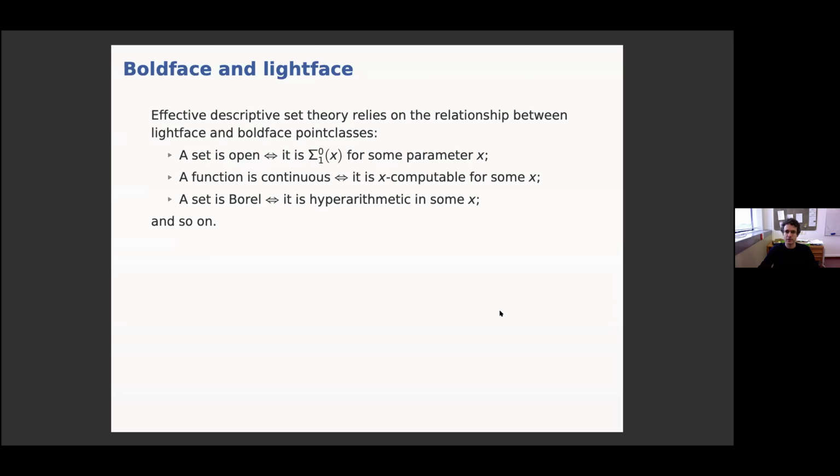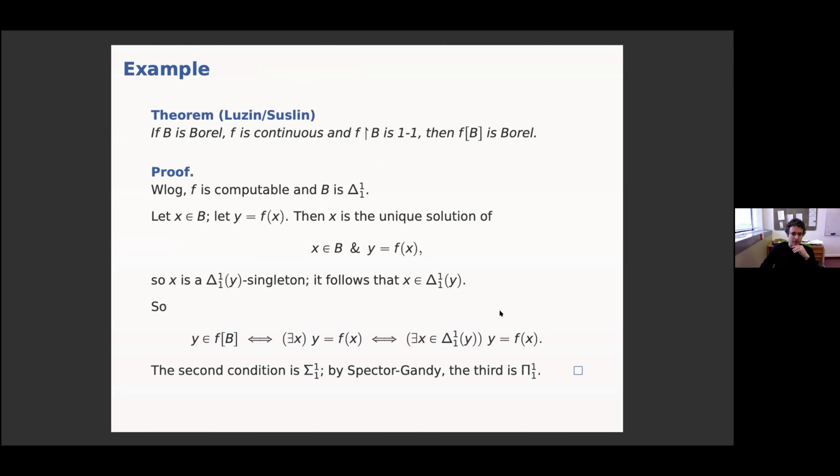And a set is Borel if and only if it is hyperarithmetic in some oracle, and so on. So we can use this and use reasoning about effective objects to prove general theorems of descriptive set theory that do not mention computability. There's an example that I really like, and there's tons of them. This is an old theorem of Lusin and Suslin that says, suppose that you've got a Borel set, and suppose that you've got a continuous function, and restricted to that Borel set, the continuous function f is injective, one-to-one. Then the image is Borel.